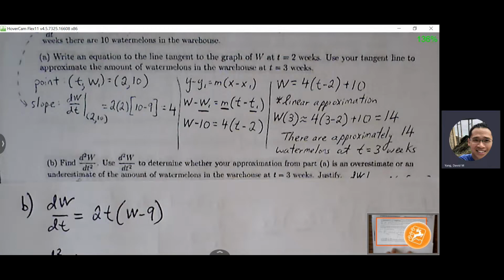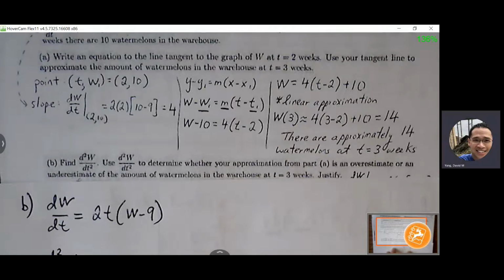Okay, ordered pair (2, 10). Slope comes from your differential equation, so that's your dW/dt. I use that notation, that vertical line with 2, 10, to indicate that my derivative could take on more than one variable. So that 2, 10 is to indicate if there's a need for t and W, then I'll insert 2 and 10 for those appropriate variables. And in this case, it looks like both variables are used in the derivative. So we'll plug in 2 for t, 10 for W, and that gets you a slope value of 4.